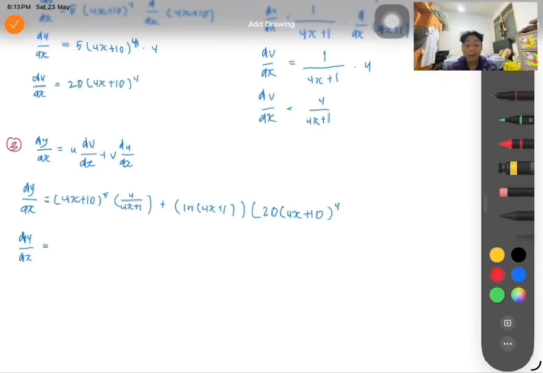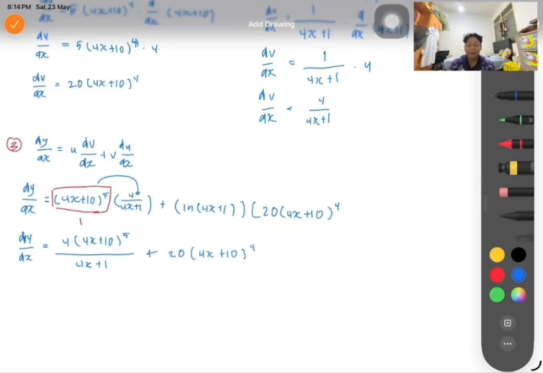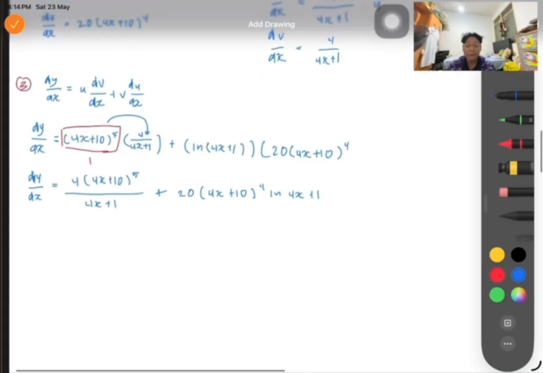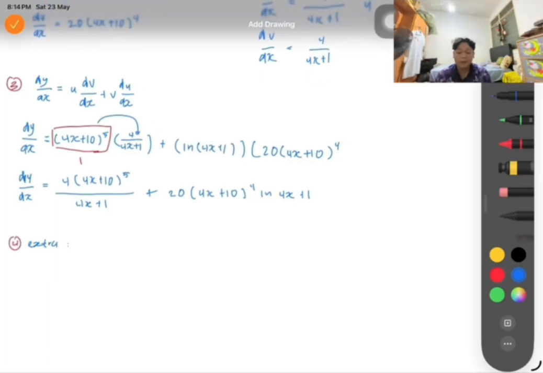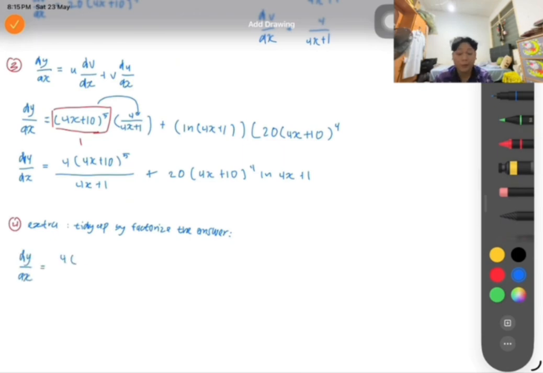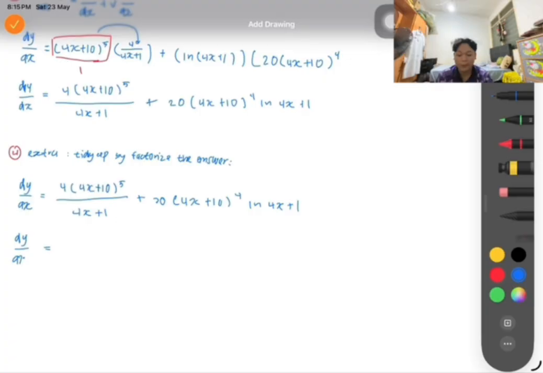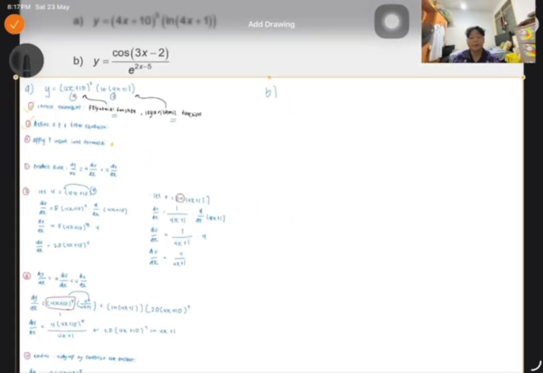Simplify it into dy/dx equals (4x plus 10) to the power of 5 over (4x plus 1), plus 20(4x plus 10) to the power of 4 ln(4x plus 1). Factor out the common term, which is (4x plus 10) to the power of 4. So it will be dy/dx equals (4x plus 10) to the power of 4 times [(4x plus 10) over (4x plus 1) plus 20 ln(4x plus 1)]. So now let's look at question B.